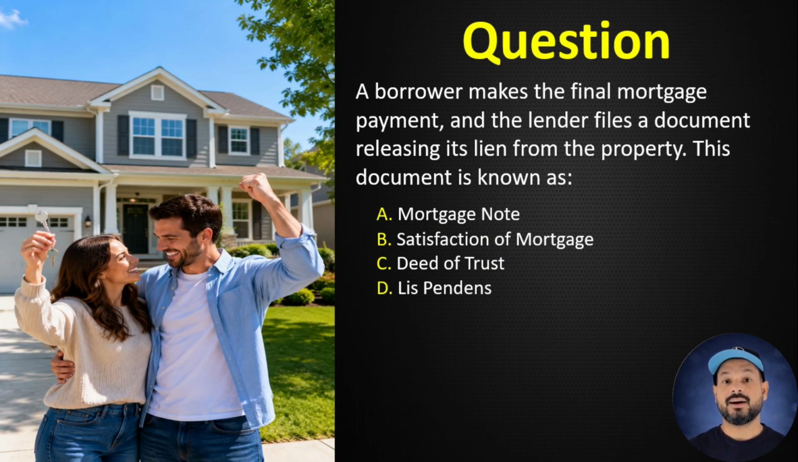Question number 18. A borrower makes the final mortgage payment and the lender files a document releasing its lien from the property. This document is known as A. Mortgage note, B. Satisfaction of mortgage, C. Deed of trust, D. Lis pendens. Correct answer, B. Satisfaction of mortgage. A satisfaction of mortgage officially releases the lender's lien after repayment.